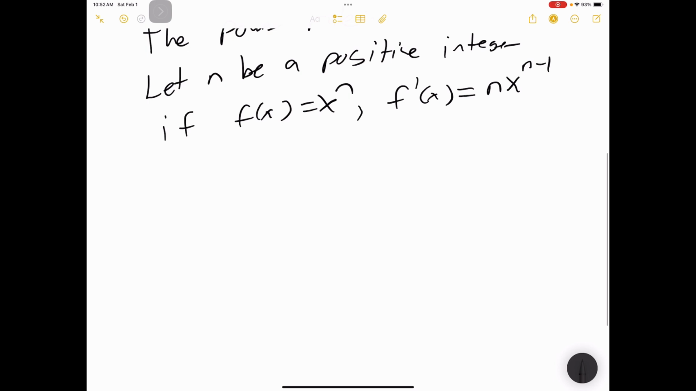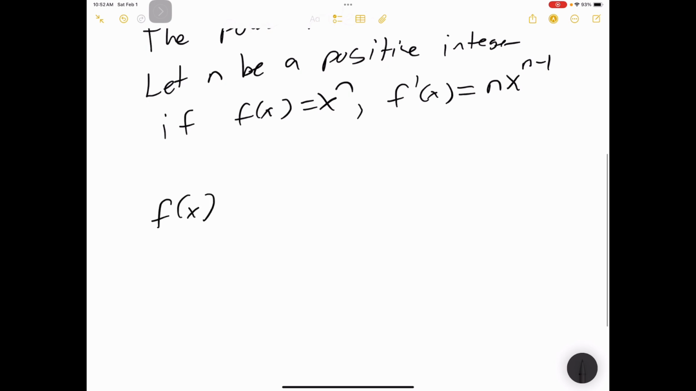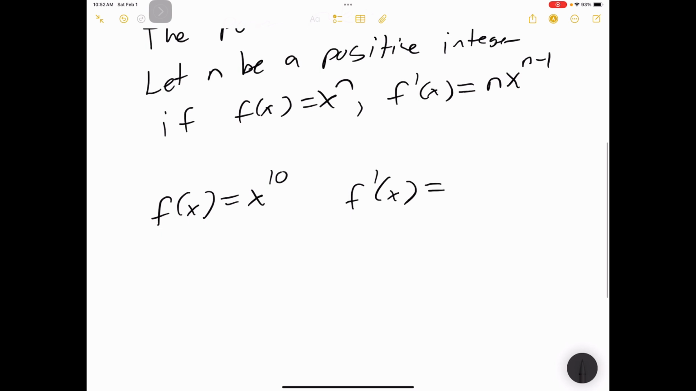And let's see what this rule means in terms of actual functions. If I have something like f of x equals x to the 10th power, f prime of x is going to be equal to, well, in this case, 10 is n. So we're going to bring that 10 down in front of x. And the power is n minus 1, or 10 minus 1, or 9. And that rule is going to be used quite a bit throughout the problems that we do.